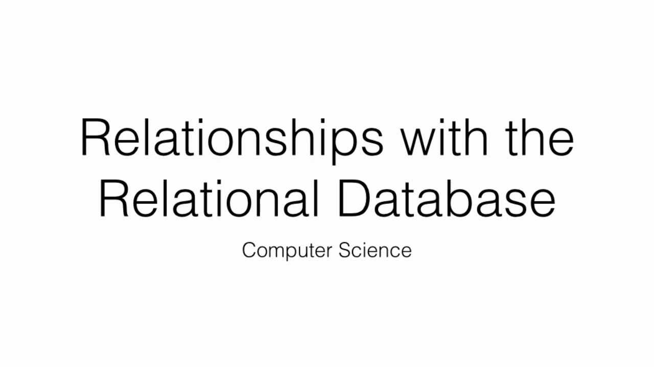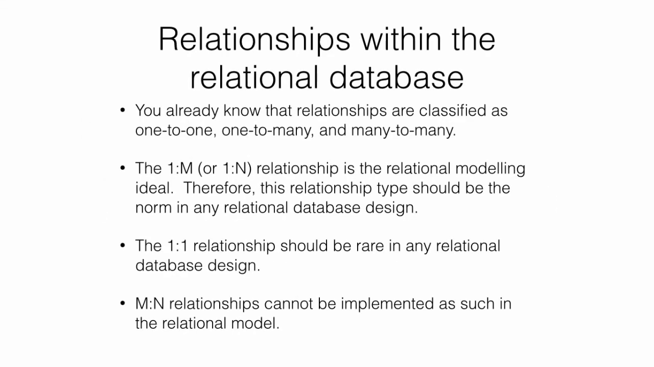This presentation will discuss the application of relationships when modeling relational databases. You already know that there can be one-to-one, one-to-many, and many-to-many relationships when modeling a relational database. Many-to-many relationships can't be implemented in a relational database model. So we need to normalize our data, and the purpose of normalizing is to eliminate a many-to-many relationship and get to an ideal one-to-many or one-to-one relationship.